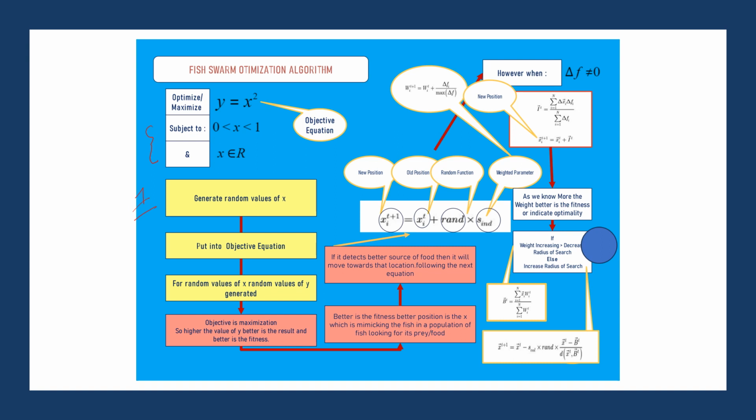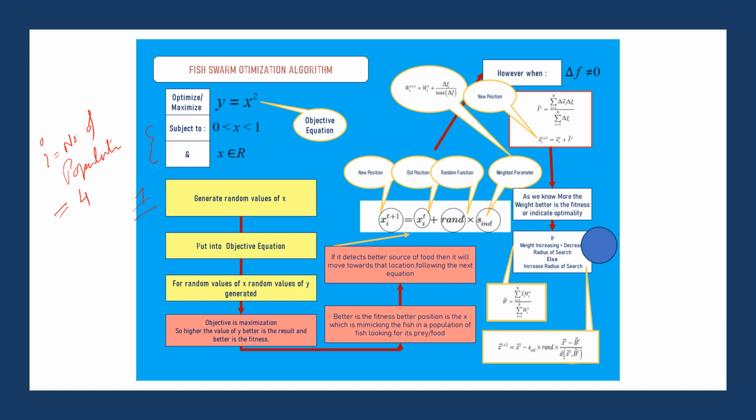So here I is the number of population. Now it will depend upon you, the user. So for demonstration purpose, I am saying that I is 4. So 4 different values of x will be randomly generated from the 0 to 1 domain of x. And x is your design variable, and y is your objective variable, and y is equal to x square is your objective equation.